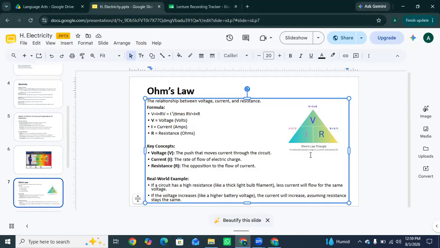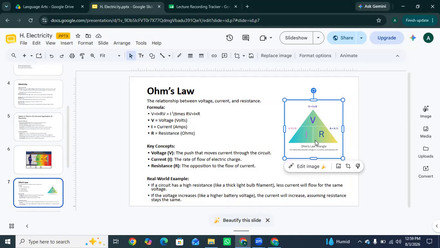So this is the Ohm's law triangle. From the diagram, when we require voltage, we simply use the formula V equals IR. I equals V by R, and R equals V by I. Just cover the letter you want to find. If the other two are side by side, multiply. If one is on the top, then divide.